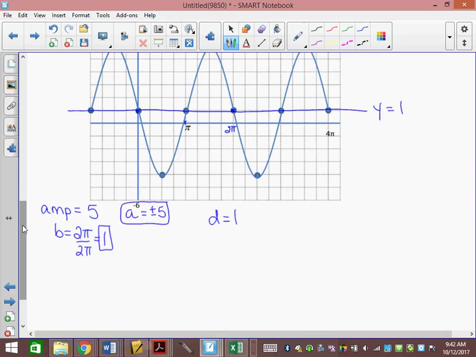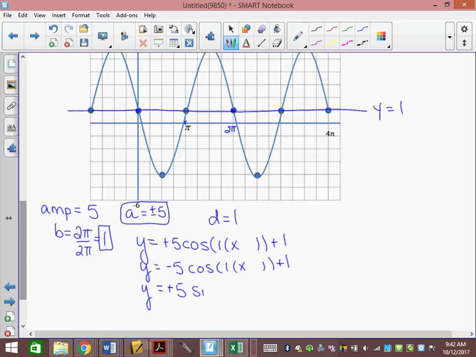We start writing out all these random equations. So we're going to get y equals positive 5 cos 1 x plus 1. Y equals negative 5 cos 1 x plus 1. Y equals positive 5 sine, which we're doing tomorrow, 1 x plus 1. Y equals negative 5 sine 1 x plus 1. We agree?